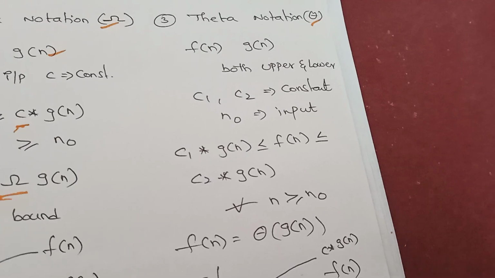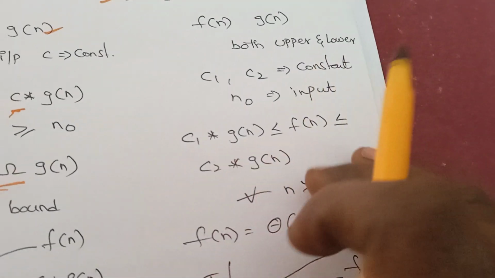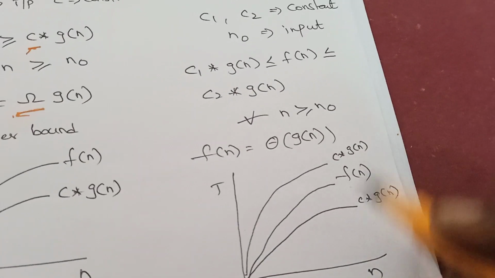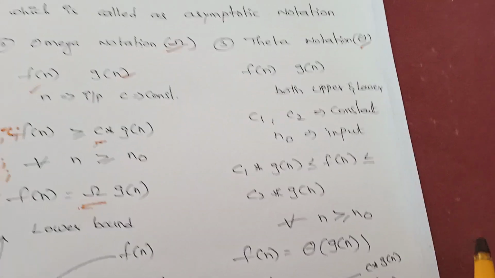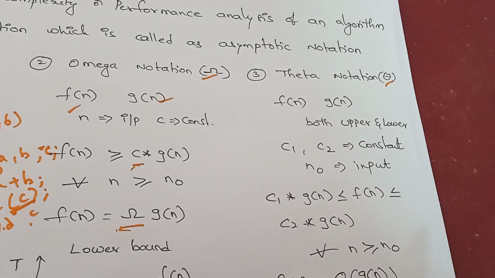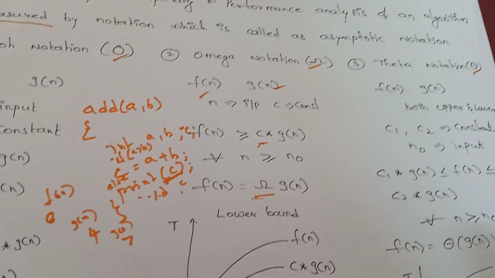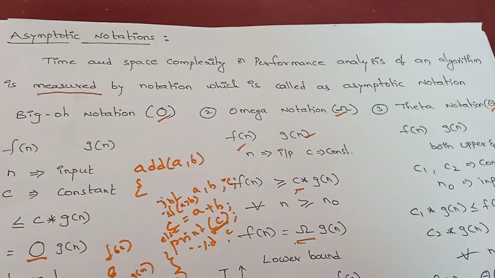Now the third notation is theta notation. This relation accepts both cases, both upper bound and lower bound. This is the pictorial representation. This is a very important concept in the subject of design and analysis of algorithms, and it is simple to understand. So this is about asymptotic notation.